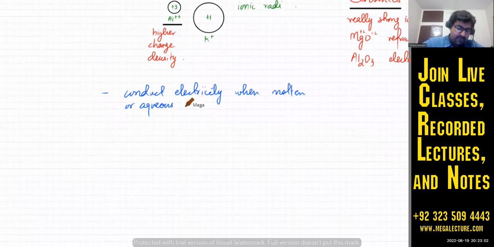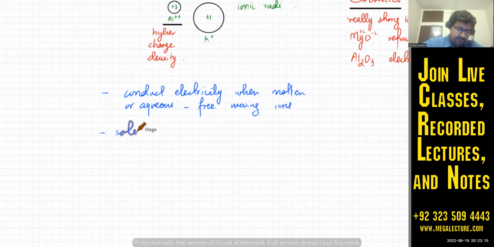Why? Because they've got free moving ions. So the ions will start moving around. Okay, what about solubility? Solubility varies quite to an extent. But most ionic compounds do dissolve to a very varying degree.